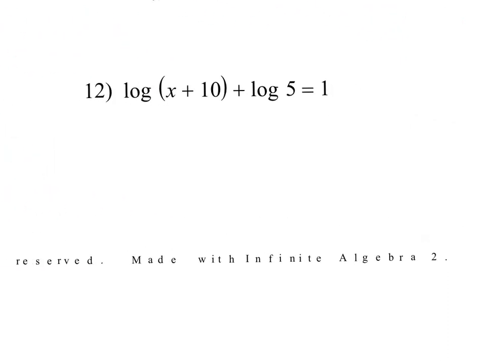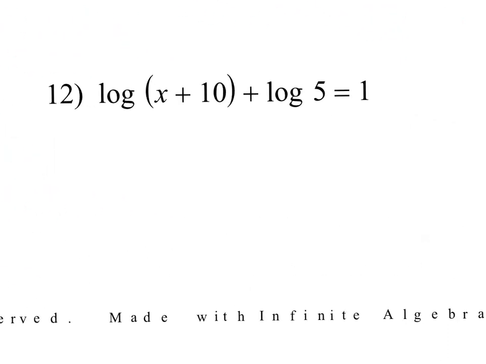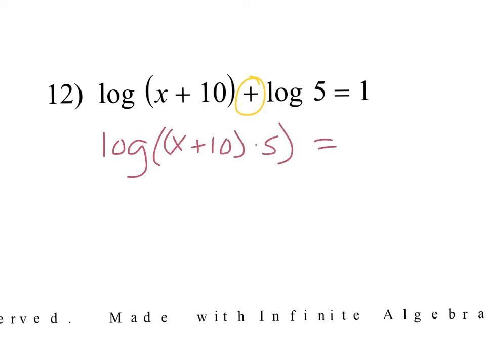Alright, last one, number 12. So first things first, we need to get it to be 1 log. Since we're adding, that means we're going to multiply. So we're only going to have 1 log, and we just multiply x plus 10 times 5. So I'm going to simplify what's in our parentheses here. So it's important that we distribute this 5 since it's being multiplied to 2 things. So we have 5x plus 50. So I'm just distributing the 5.